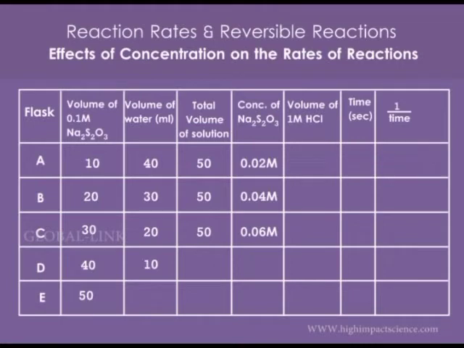We add 10 milliliters of distilled water to D. Volume becomes 50 milliliters and the concentration is 0.08 molar. To the last flask, we don't dilute it. The volume remains 50 milliliters and the concentration is still 0.1 molar. So we have diluted the solution of sodium thiosulfate successively by adding water. We shall react each with 10 milliliters of 1 molar hydrochloric acid.